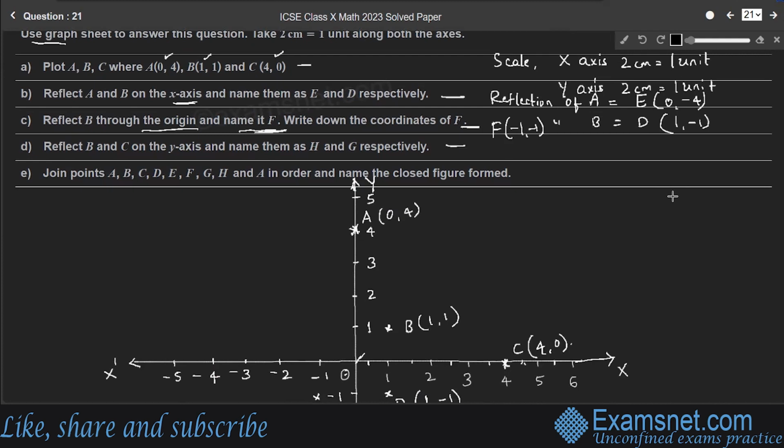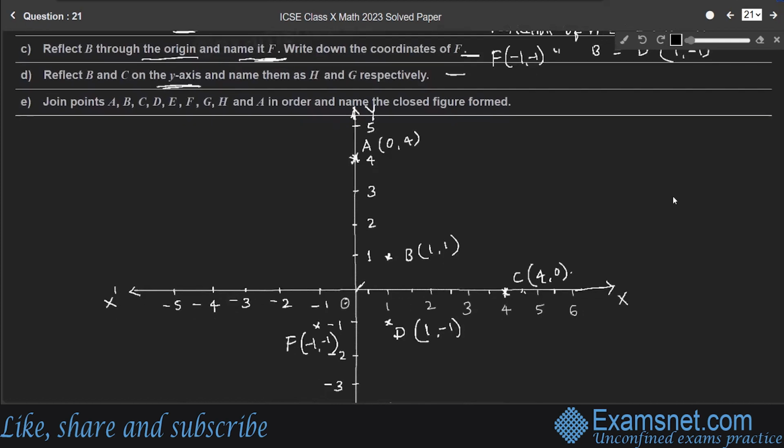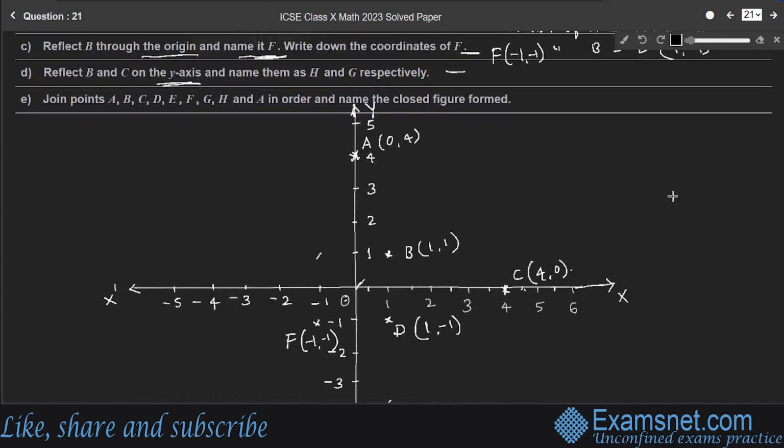Next, reflect B and C on the y-axis. C is on the x-axis, B is in the first quadrant. So their reflection on the y-axis means on the other side of the y-axis. B's reflection will be in the second quadrant, right? So name it H, and its coordinates are: x coordinate is -1, y coordinate is 1. And the reflection of C is on the negative x-axis. C has coordinates 4, 0. Therefore, G has coordinates -4, 0.